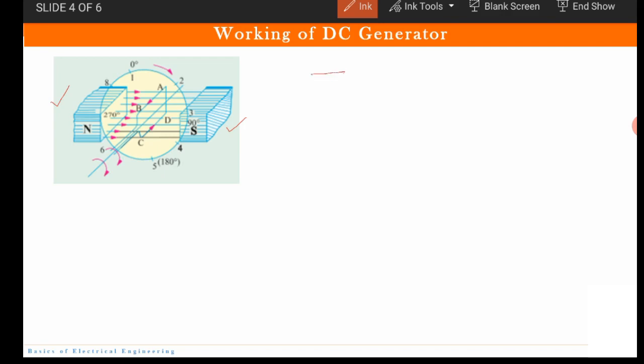So I will just try to show it. Now suppose this is the magnet. Your coil will be something like this.